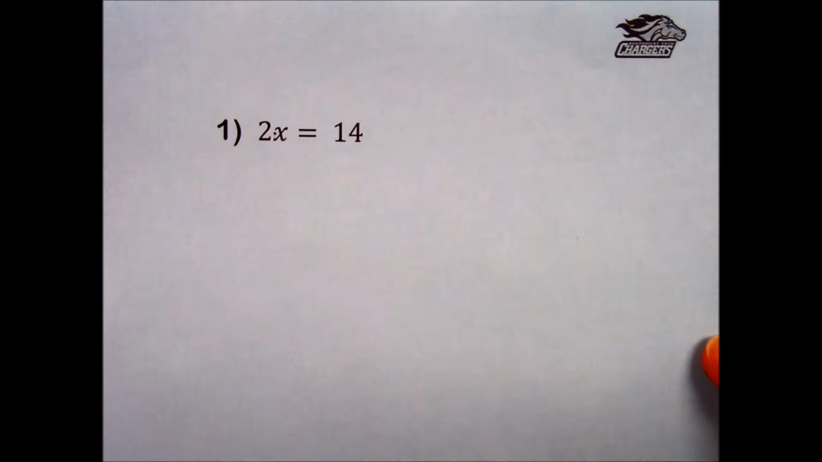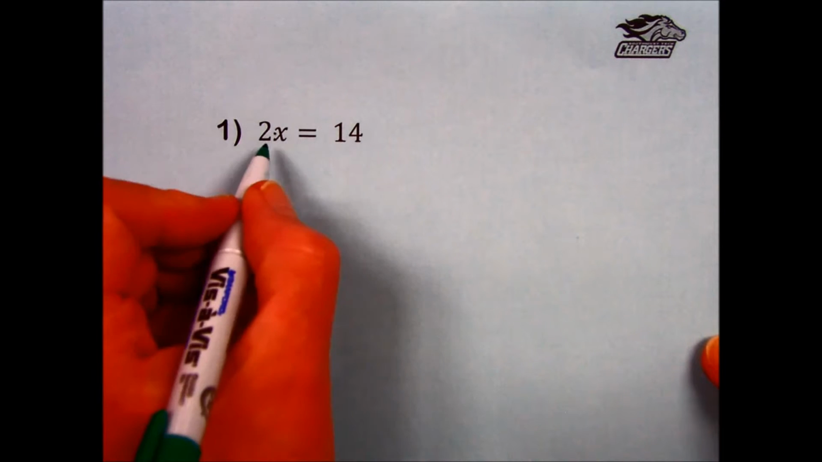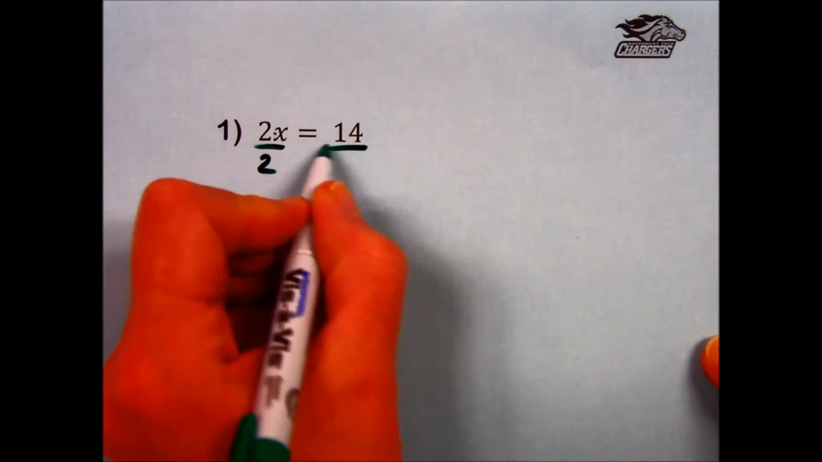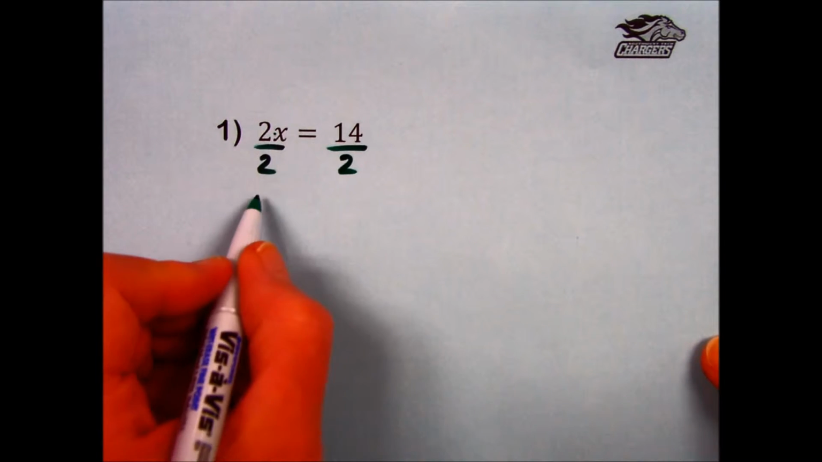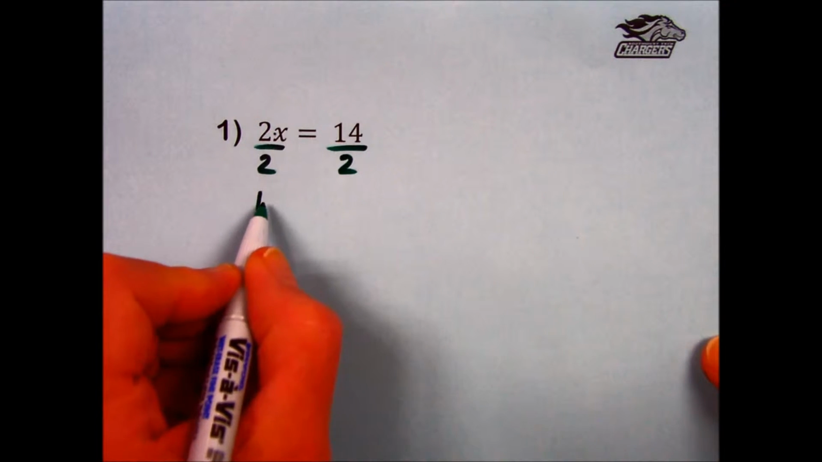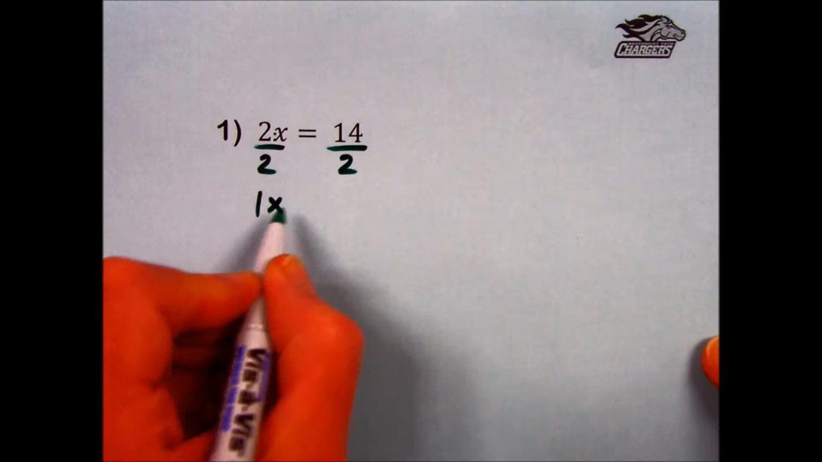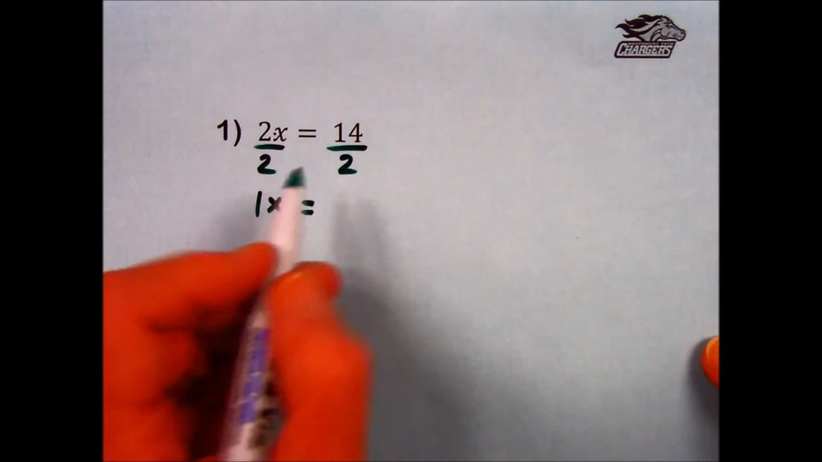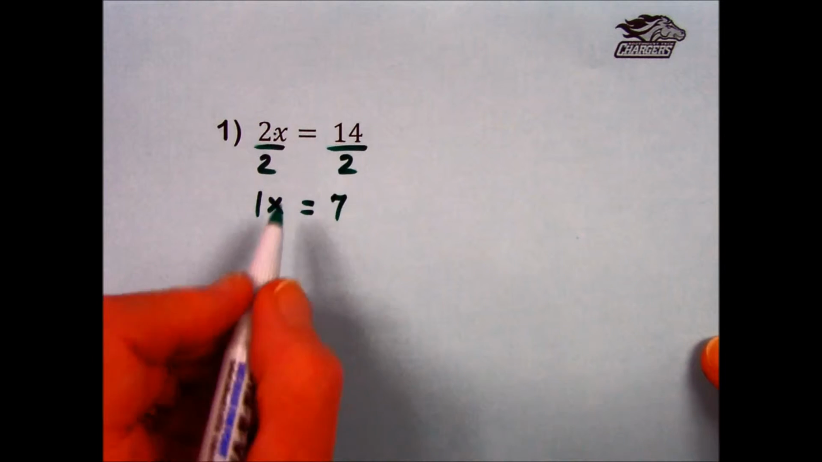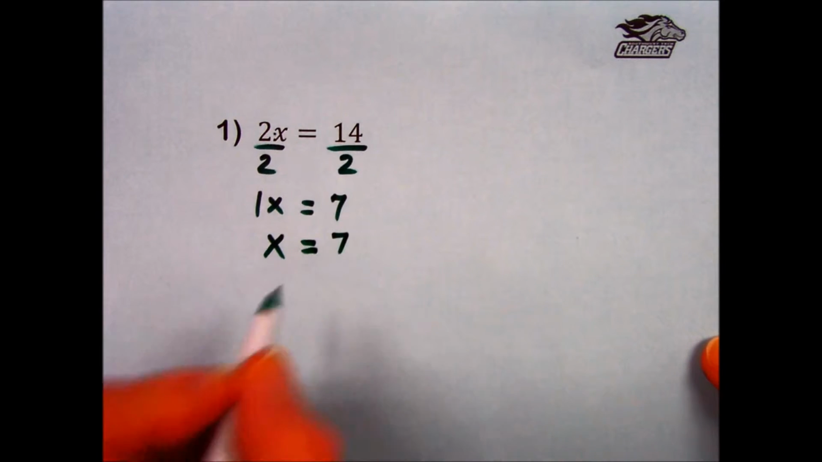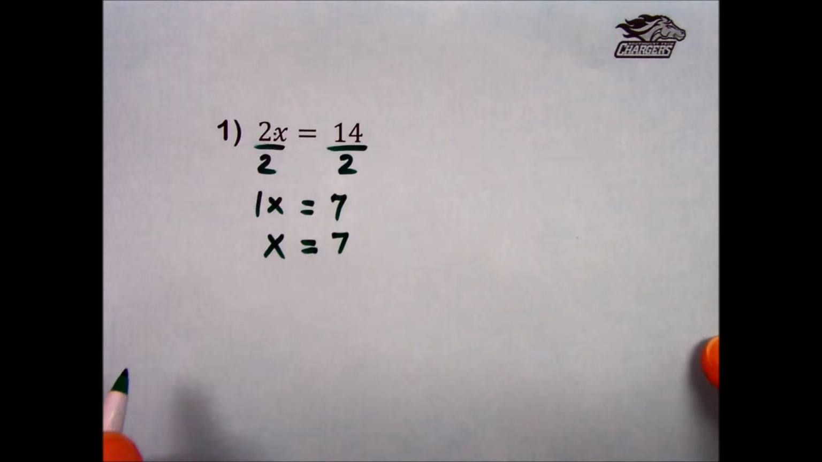The inverse operation, or the undoing of a multiplication, is division. I'm going to divide both sides by 2. 2 divided by 2 resulting in a 1 leaves me with a 1 times x is equal to 14 divided by 2, which is 7. 1 times x is an x, and a solution is x equals 7.